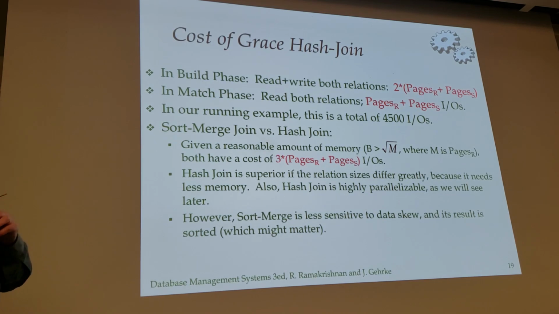Important thing. So again, why is the match phase pages of R? The sum total of the pages of R sub i's is pages of R. Why is pages of S the value in the match phase? The sum of the pages of S sub i is pages of S. Good question. Sorry I didn't mention that.